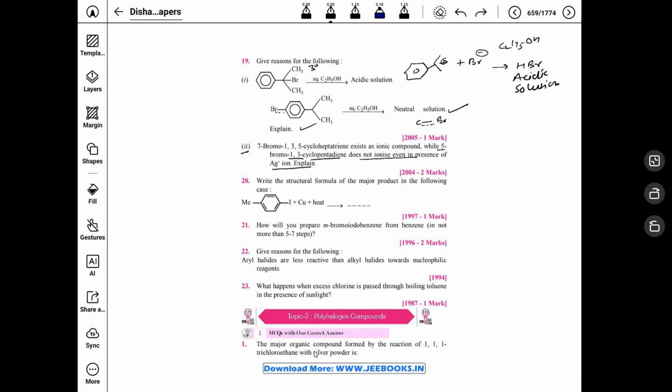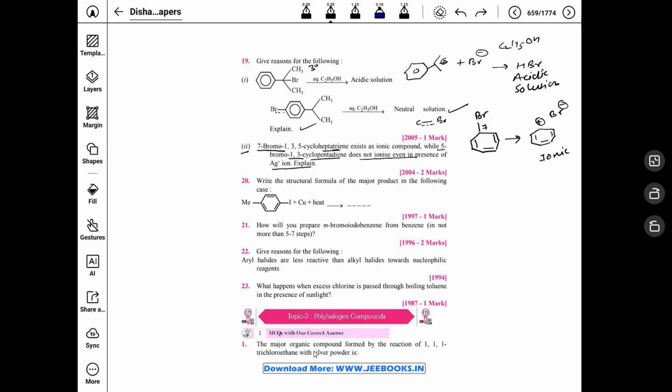Explain. So for this we should know the structure of the mentioned compound. So this is the structure of 7-bromo-cycloheptatriene. Three double bonds are there, hence triene. This is the bromo, at the 7th position. So this exists in an ionic form. What will this ionic form be? This is the ionic form: positive charge, Br negative.